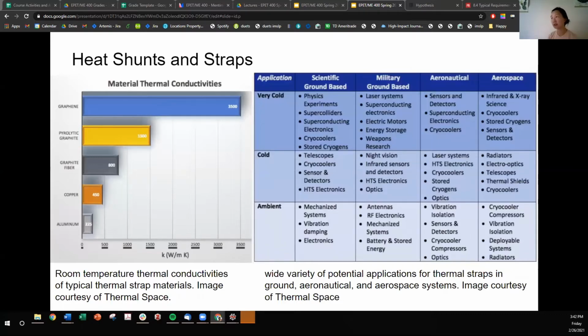Now, heat shunts and straps, you can toggle the material that you make them out of. So here I have different thermal conductivities that govern how much heat transfer can be shunted across a strap or a shunt. You'll see here that aluminum, which we're very familiar with, and copper, which we're very familiar with for electronics, have probably the lower end of the spectrum when it comes to how thermally conductive you can get, whereas graphite fiber and other forms of graphene, graphite, have much higher thermal conductivities.